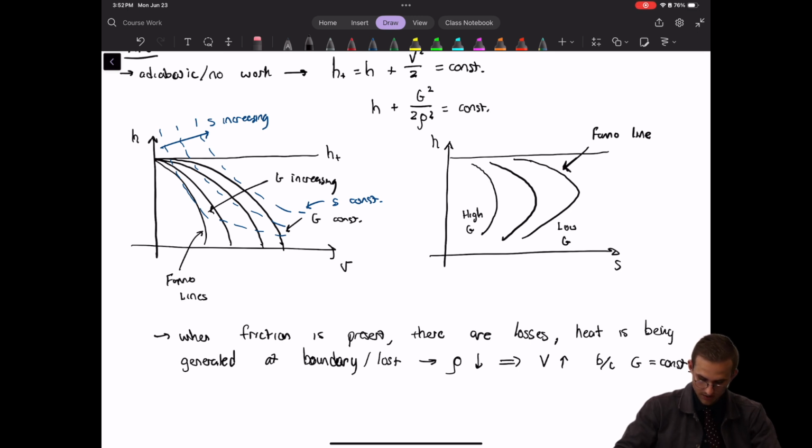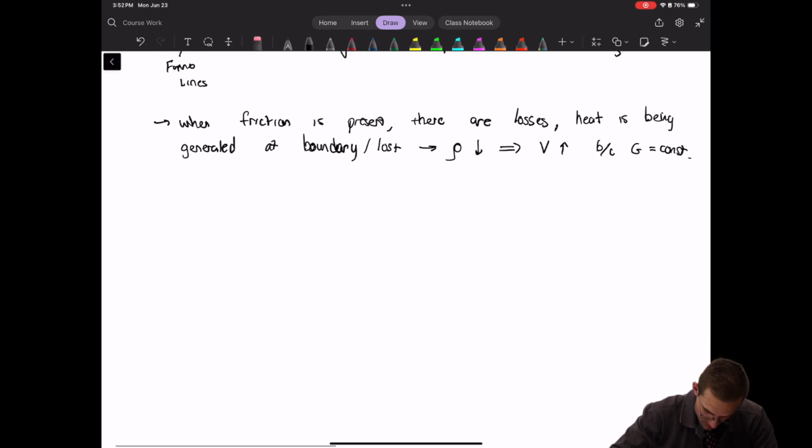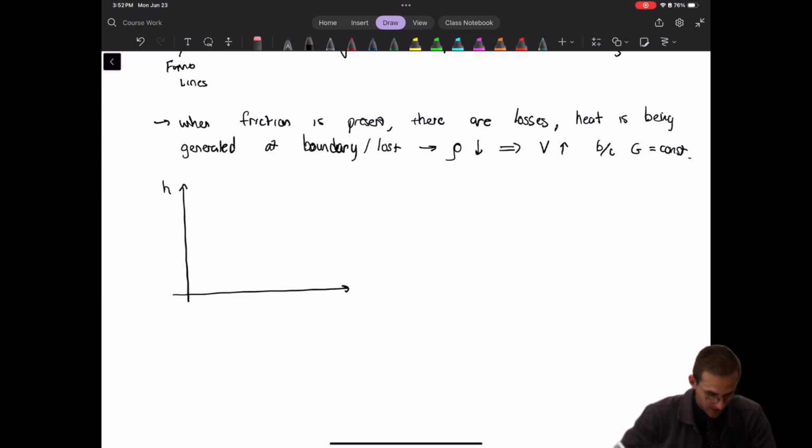So let's draw a single Fanno line and observe what's going on here on an HS diagram. So we have our total enthalpy, HT, and our Fanno line looks like this.